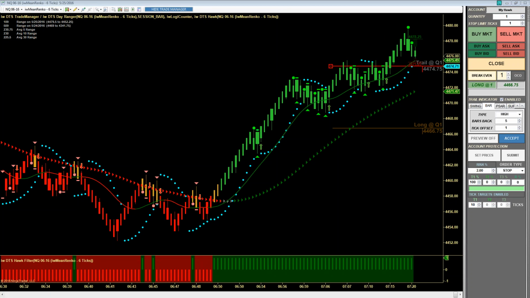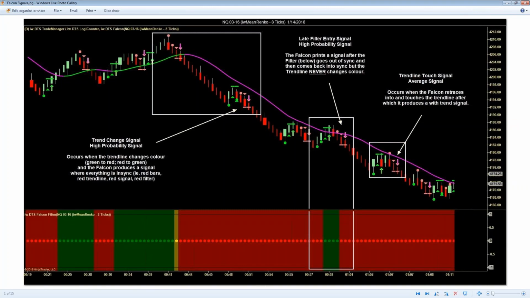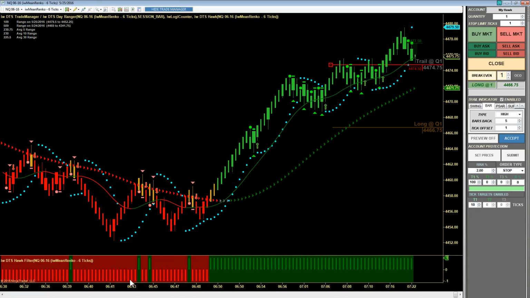Speaking of trading stuff while we're waiting, here are the high probability signals for the Falcon. And you can see, even though, like I said, there's a bunch of arrows and stuff, these are the signals that we're concentrating on. Namely, we're looking for the trend change signal, which is a high probability signal. We're looking for the late filter entry signal, which is a high probability signal. We're looking for the basic trend line touch signal, which is your average signal, but still above average probability. So those are your high probability signals for the Falcon Swing Trader.